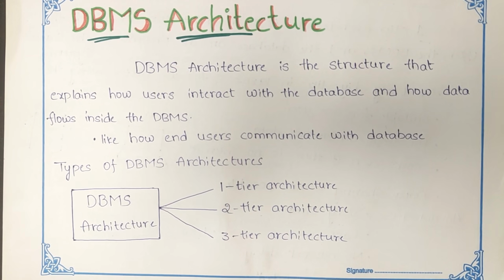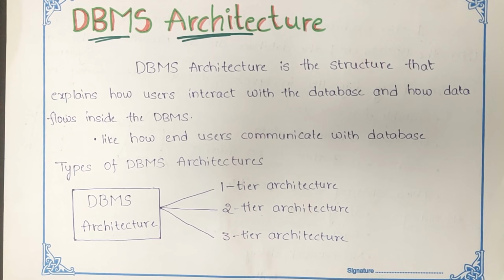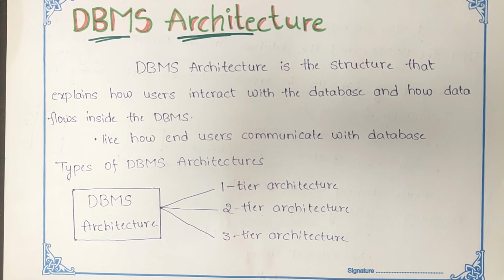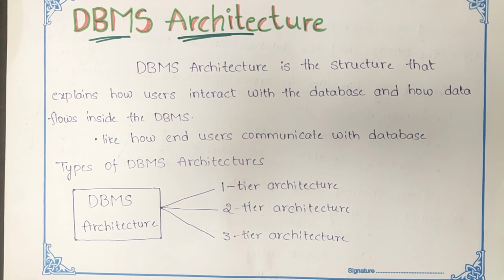In the previous video, we saw that the file system had many problems, so DBMS was introduced to solve those problems. Now in this video, we'll go through how the user communicates with the database: DBMS architecture. DBMS architecture is the system that explains how the user communicates with the database and how data flows inside the DBMS. It generally shows the journey of data from the user to the database and back to the user. It's a vice versa kind of thing.